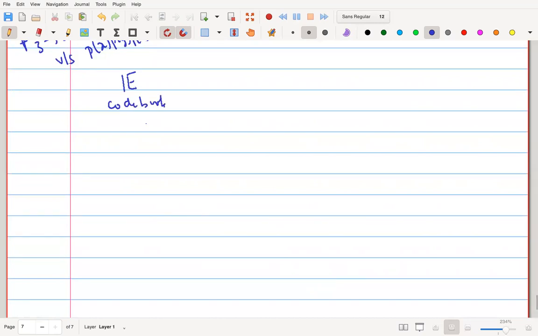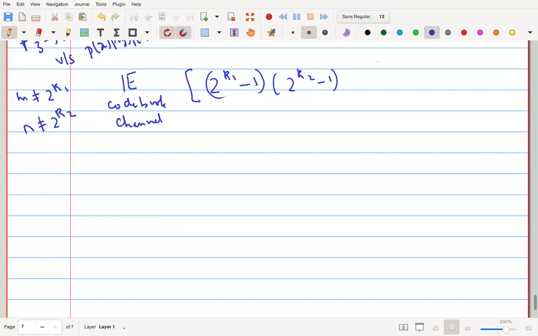So this is the case where m is not equal to 2 to the r1 and n is not equal to 2 to the r2. There was of course this factor of 2 to the r1, the number of such candidates m hat, n, times this. Now let us see what is the error for this.